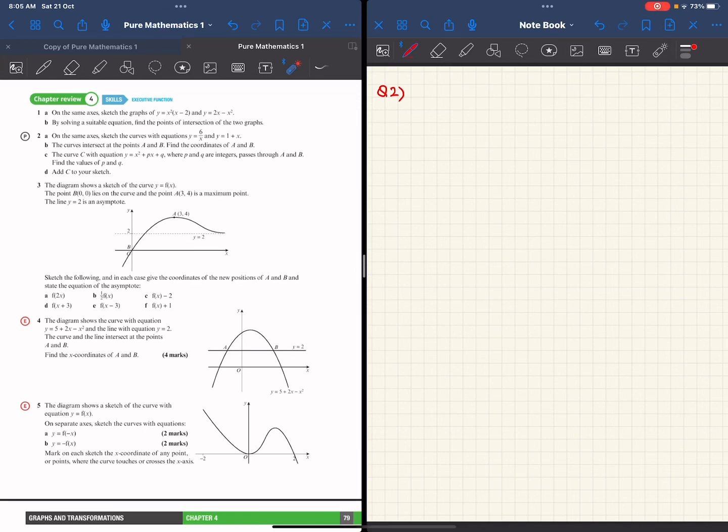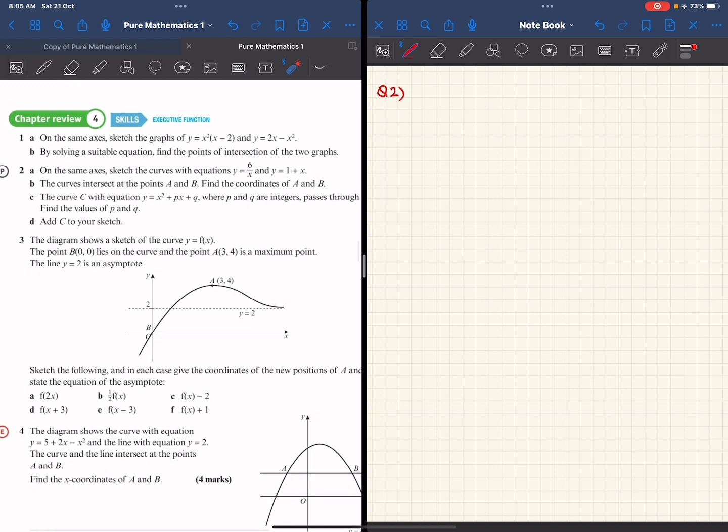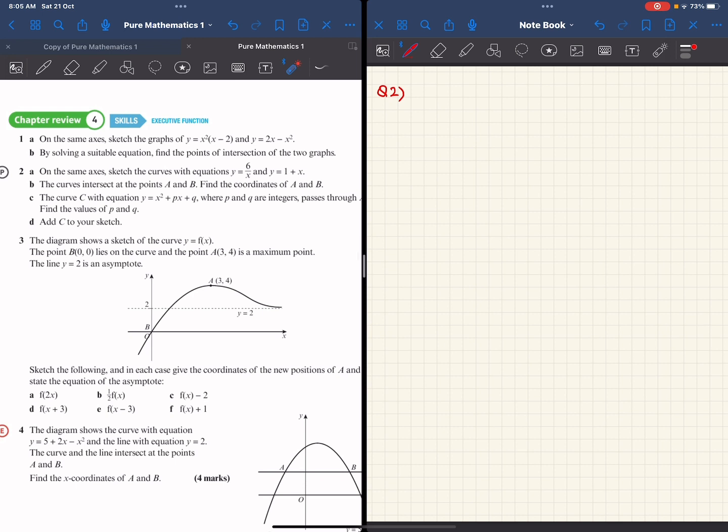Question number 2. On the same axis, sketch the curves with equation y is equal to 6 divided by x and y is equal to 1 plus x. The curves intersect at points A and B. Find the coordinates of A and B.